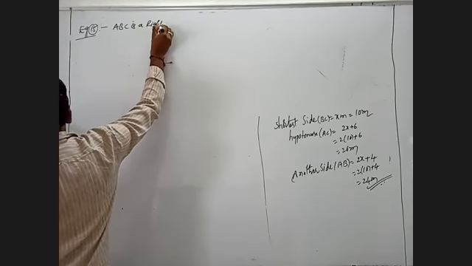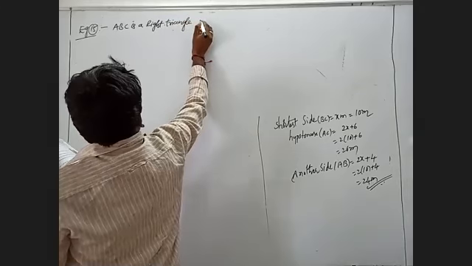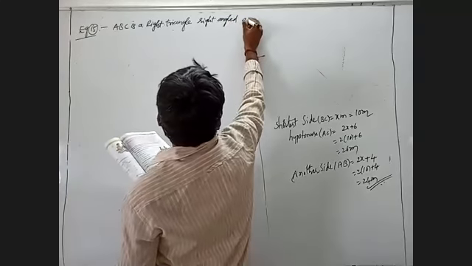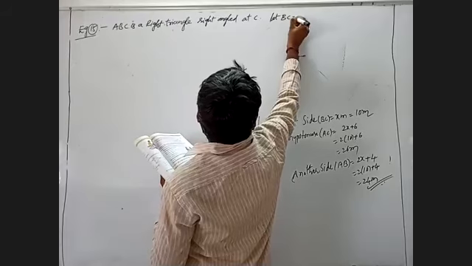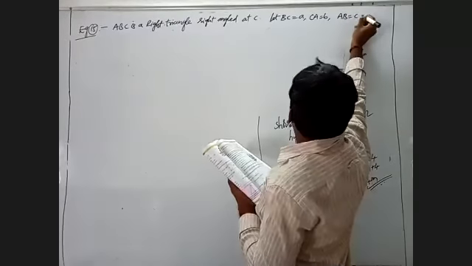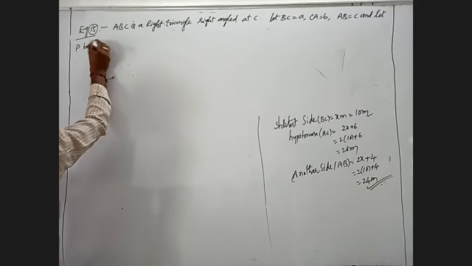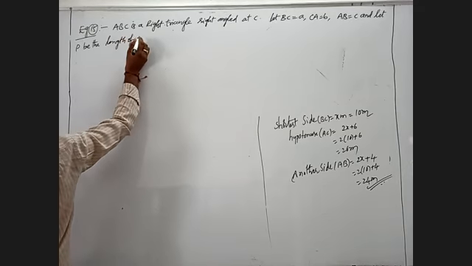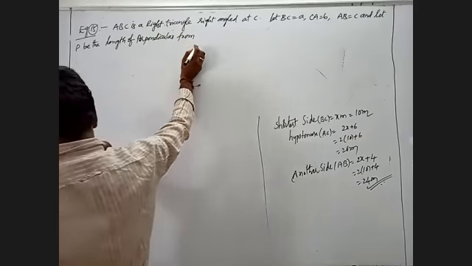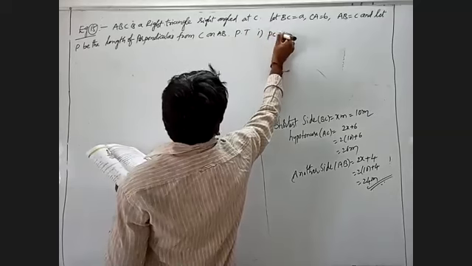ABC is a right triangle, right angle at C. Let BC equal small a, CA equal small b, AB equal small c, and let p be the length of the perpendicular from C on AB. Prove that first, pc is equal to ab.